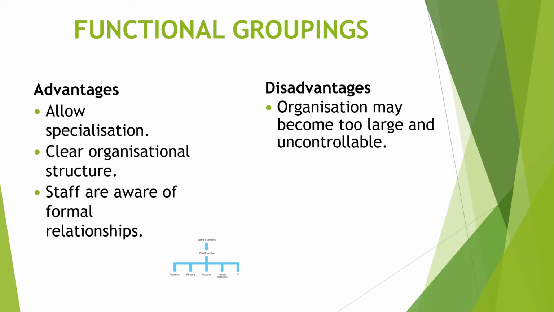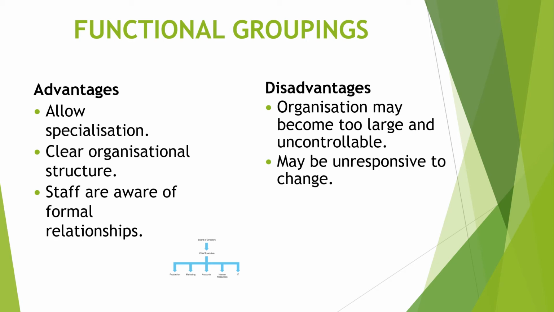The organisation may become too large and uncontrollable. If you are an organisation that very much spends a lot of time marketing their products, your marketing department can become so big that it can become uncontrollable. Your finance department could become so big that once again it becomes uncontrollable, and that's the problem with a functional grouping. With wanting to keep all of these members of staff together, your organisation can become too large in certain areas.